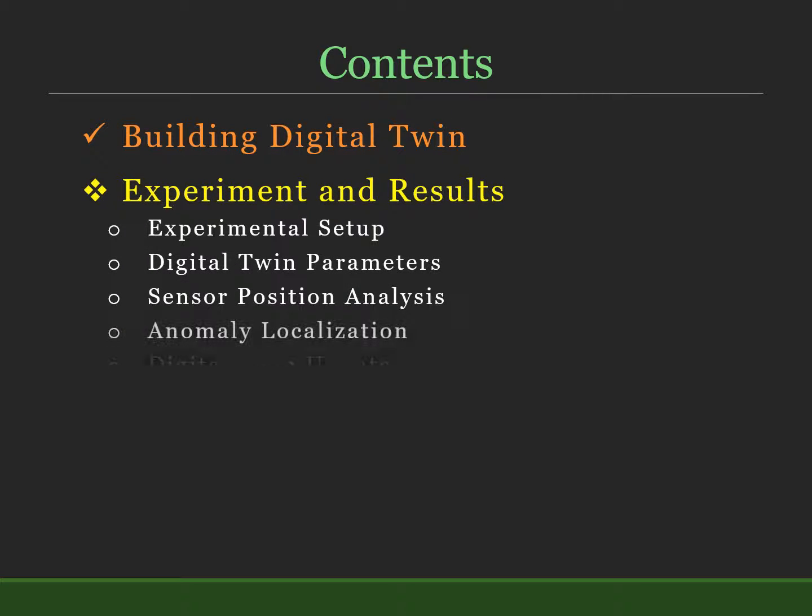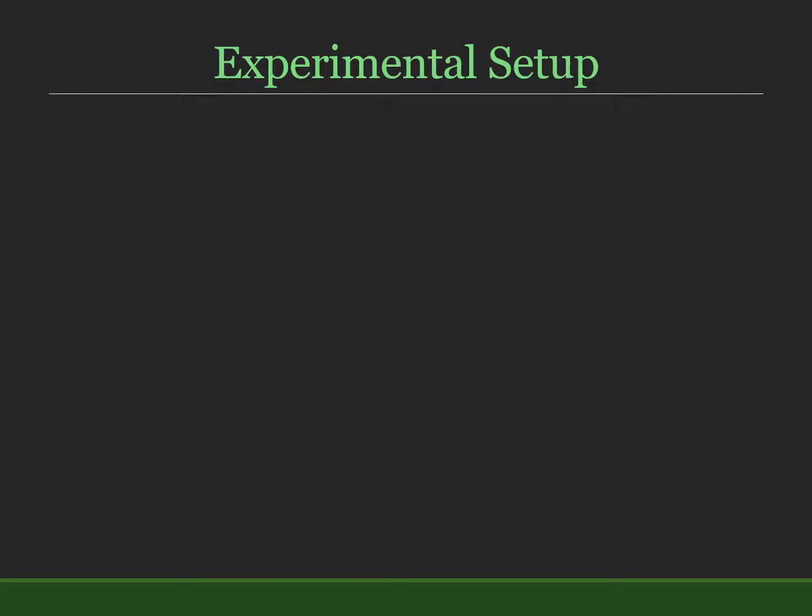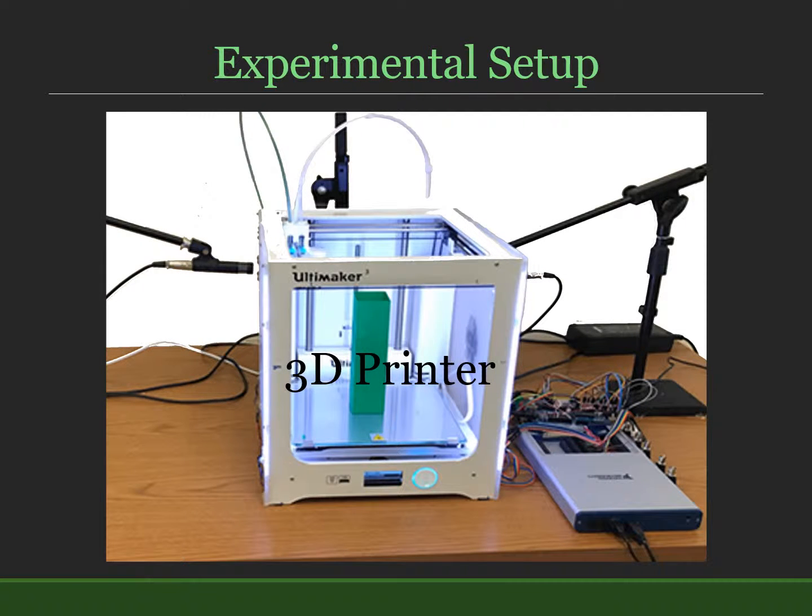Next, we move on to the experimental and results section. For analyzing the analog emissions from the side channels, we have selected the Cartesian Fused-Deposition Modeling based 3D printer, or Ultimaker 3. The corresponding sensing devices are as follows.